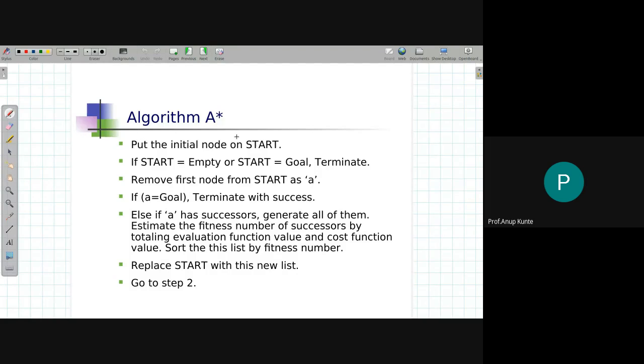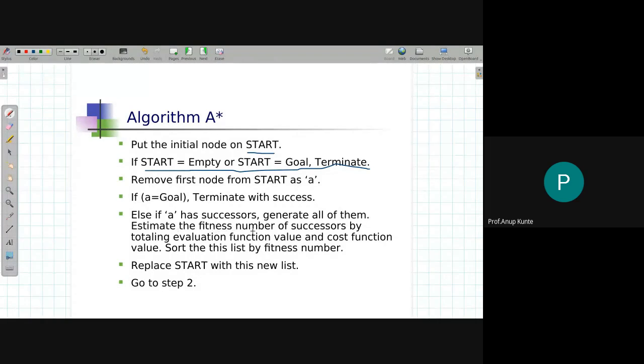This is the algorithm for A star. Initial state on the start, so you are putting that into the start. If start is empty or start is equal to goal node, you are terminating. Okay, remove the first node from the start as a. If a is equal to goal node, terminate with success. If a is a goal node, terminate with the success. Else, if a has successors, generate all of them.